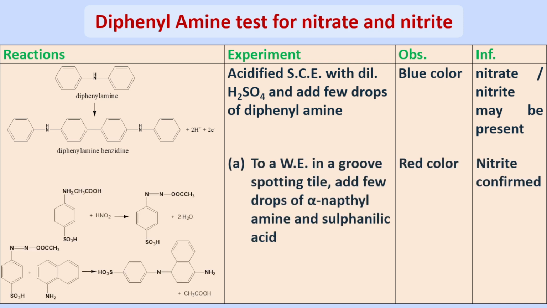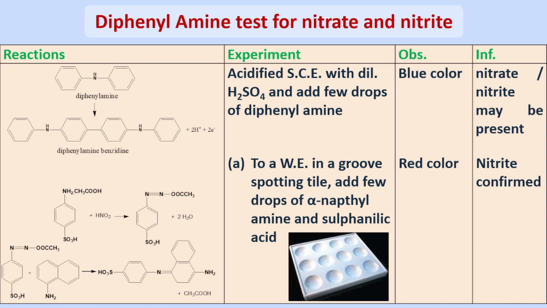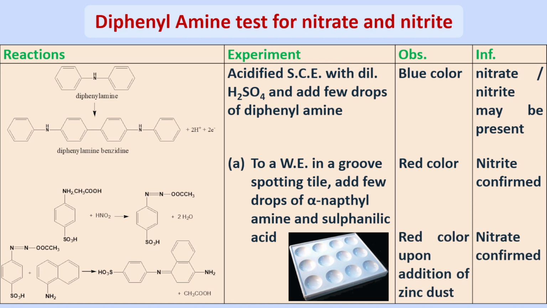Next, take a few drops of water extract on a tile and add a few drops of alpha naphthylamine and sulfanilic acid. The formation of red color confirms the presence of nitrite ions. If the red color appears only after the addition of zinc dust, it indicates the presence of nitrate ions. This is because nitrite ion reacts directly with sulfanilic acid to produce red color. However, when zinc dust is added to nitrate, it is reduced to nitrite, which then reacts with sulfanilic acid to produce red color.